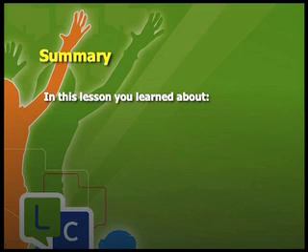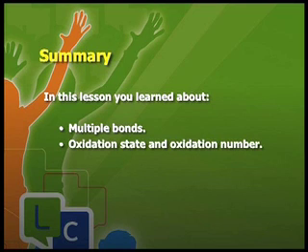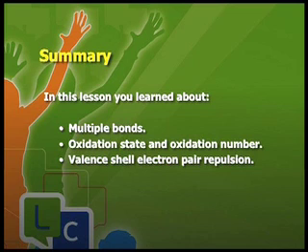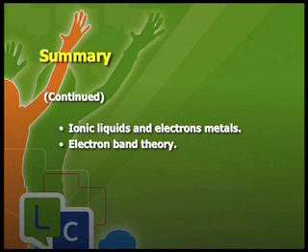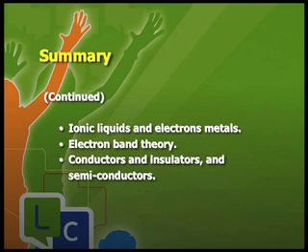Summary. In this lesson, you learned about multiple bonds, oxidation state and oxidation number, valence shell electron pair repulsion, molecular geometries, ionic liquids and electron metals, electron band theory, conductors, insulators and semiconductors.